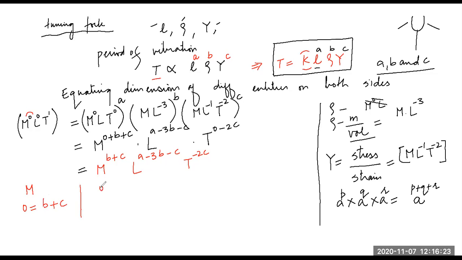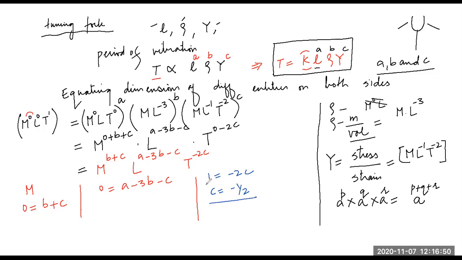So it will be 0 = a - b - 3b... minus c. And Jinder, third equation, please tell. 1 is equal to minus 2c. Correct. So we have equated time, right? So from this, I will get the value for c is equal to minus 1 by 2.